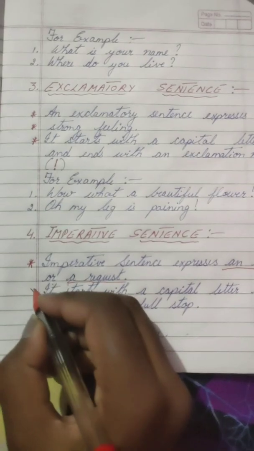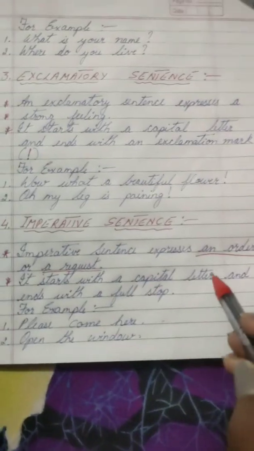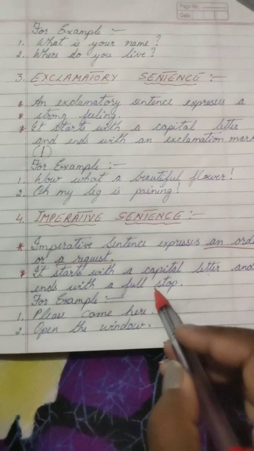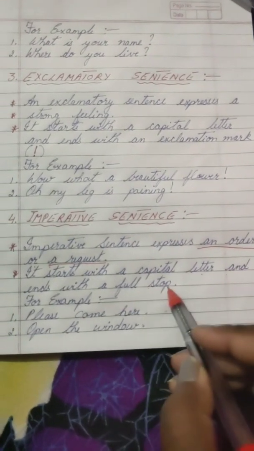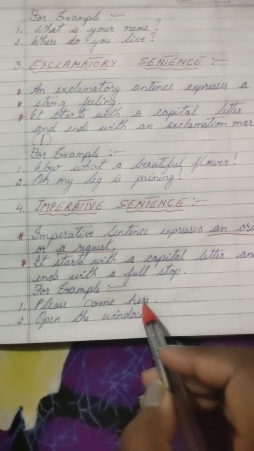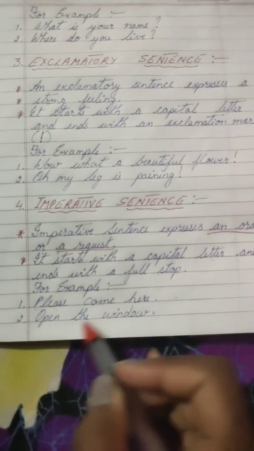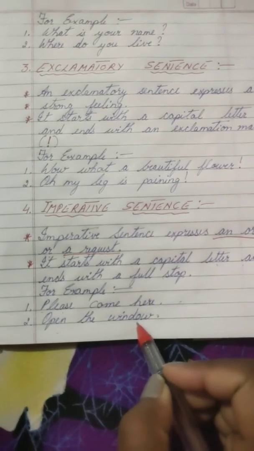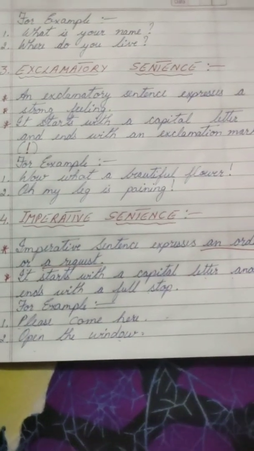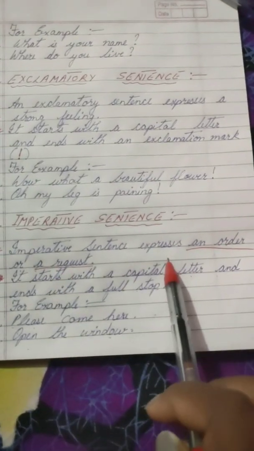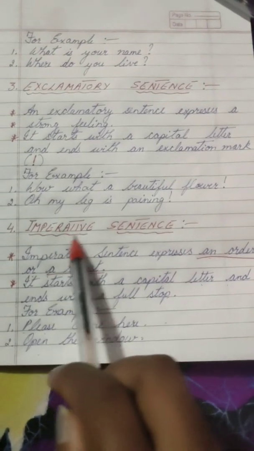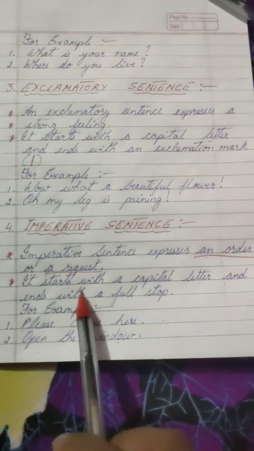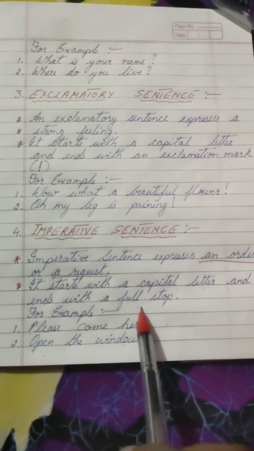Now the second point is it starts with a capital letter and ends with a full stop. Now for example, please come here. Okay, it's a request. Open the window. It is an order. Okay, so what is an imperative sentence? So imperative sentence, किसी भी sentence में if you see that there's an order or a request, that becomes an imperative sentence, and imperative sentence starts with a capital letter and ends with the full stop.